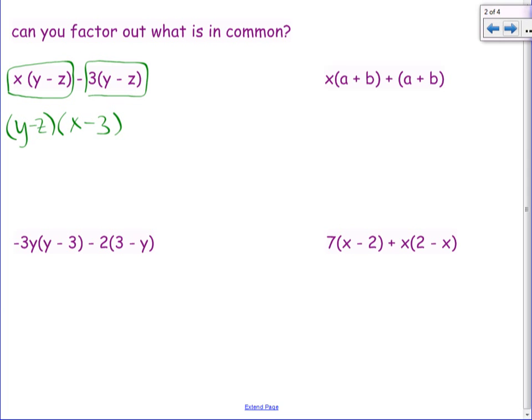Looking at this one over to the right, what's in common with these terms right here? We could take that a plus b out front, and we just have to write what would be left over in each of the terms. Got x in the front, and when we take everything away, yes, we leave a 1 there in its place.